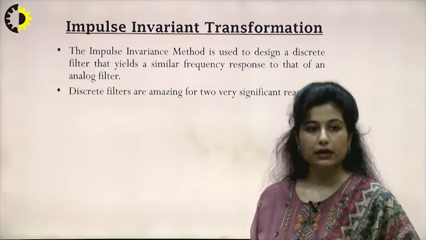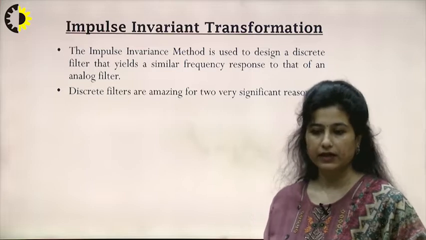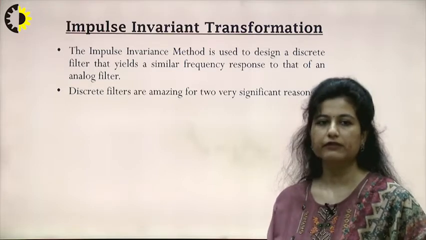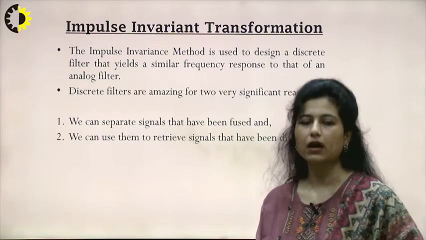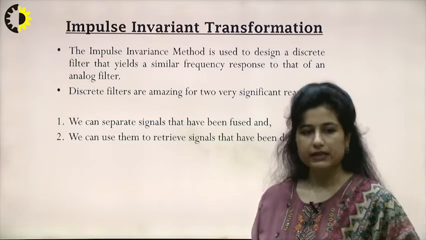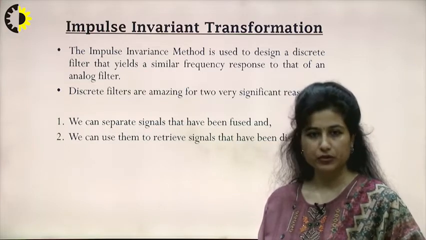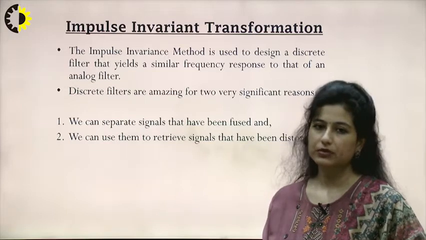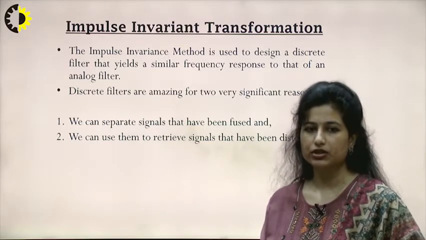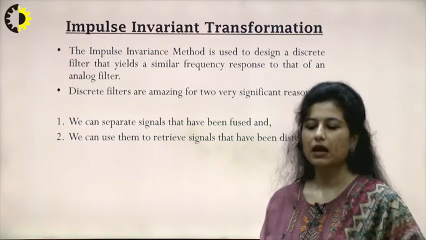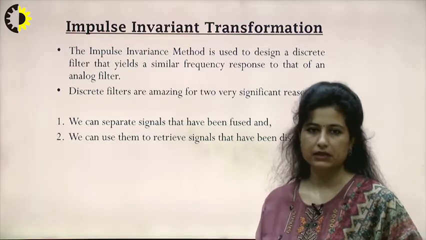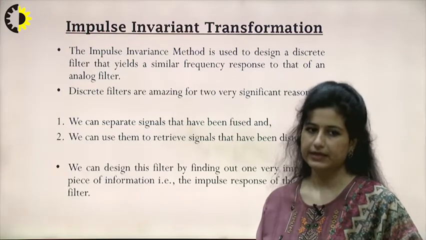Next, we have two significant reasons for performing this. The main function of a filter, maybe IIR or maybe FIR, is that we can separate the signals which have been fused together, and we can also use them to retrieve the signals that have been distorted, maybe by noise or by some other factor, when we are transmitting the signal from transmitter to receiver.